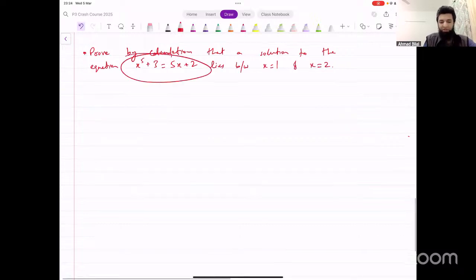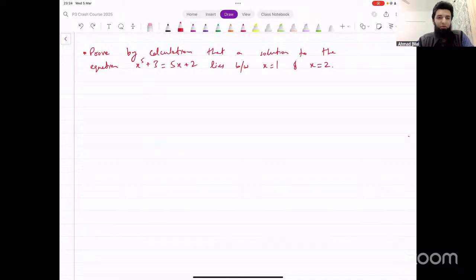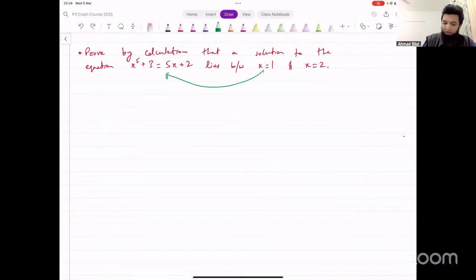Now, this is an equation in which we have power 5. Do we know how to solve equations like these? No, we don't have a direct method for solving equations like these. But can we at least prove that one solution of this equation is going to be between x equals 1 and x equals 2? Now, how can we do that? We do something similar to what we did in the previous case. We input x equals 1 in this and x equals 2 in this. If the sign is changing, we can say that a solution lies between these two values.